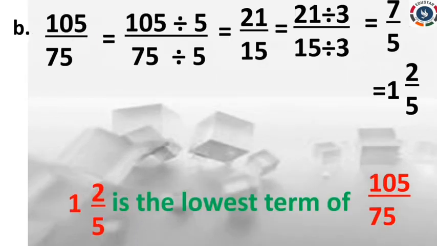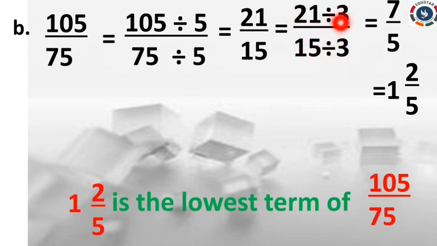Then B, 105 by 75. In the ones place, both numbers end with 5. So we can divide the values by 5. Write down 105 divided by 5, 75 divided by 5. If you divide, what do you get? 21 by 15. So 21 and 15, both values come in the 3 table. So you can divide the values by 3. So it is equal to 21 divided by 3, 15 divided by 3.